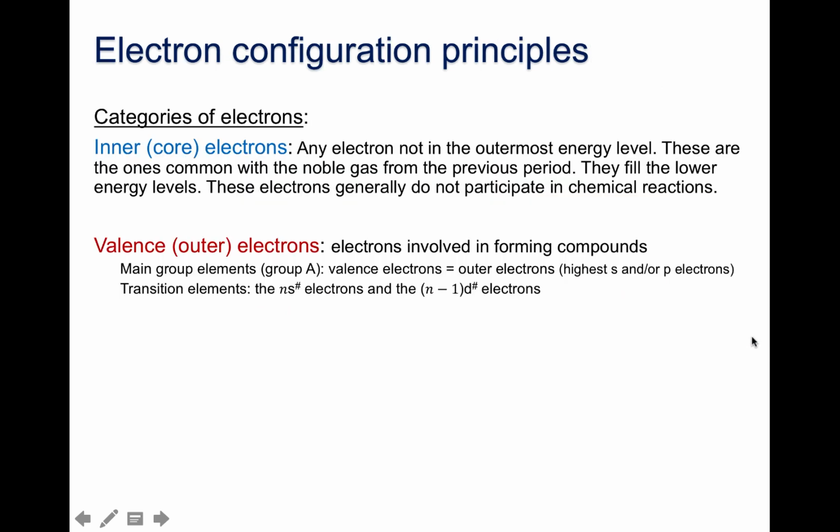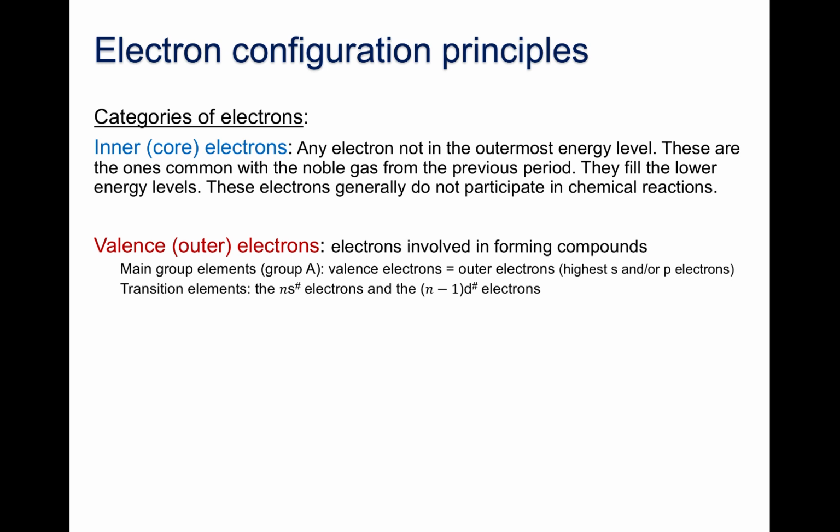And so that brings us to the concept of which electrons are reacting and which ones are not reacting. And so we can categorize the electrons based on where they are in the electron cloud. We have the inner electrons, sometimes called the core electrons. Those are the ones that are not in the outermost energy level. So when I say outermost, I'm talking about the highest energy levels, the furthest from the nucleus. And those are usually the ones that are in common with the noble gas from the previous period. So that's what we often put in brackets when we're writing the condensed electron configuration.